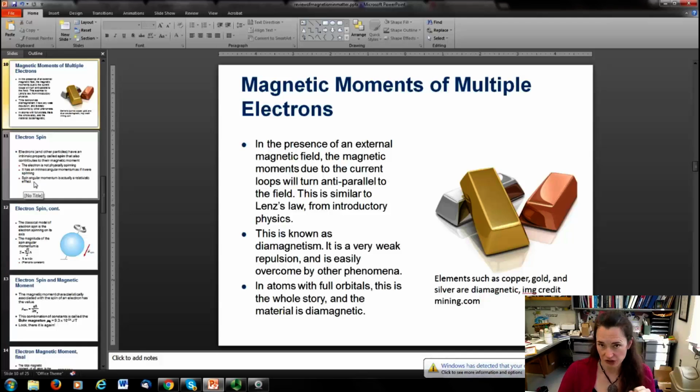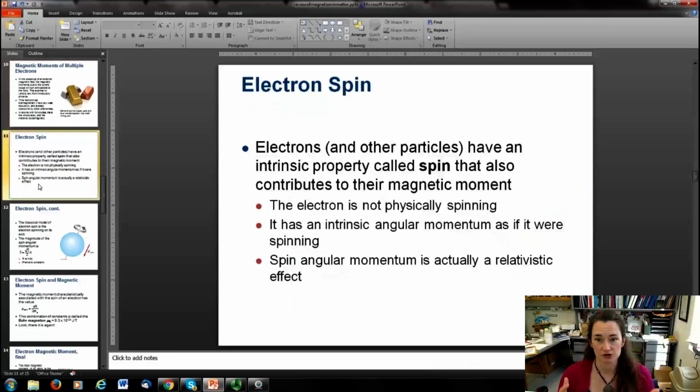But there's other kinds of materials, and I'm going to move on now to the next kind, paramagnetic. To explain that, I have to remind you of electron spin. Electrons and other particles as well have an intrinsic property called spin that also contributes to their magnetic moment. It's important to realize that as far as we know, electrons really are point particles, so to think about what it means for them to physically be spinning is kind of crazy.